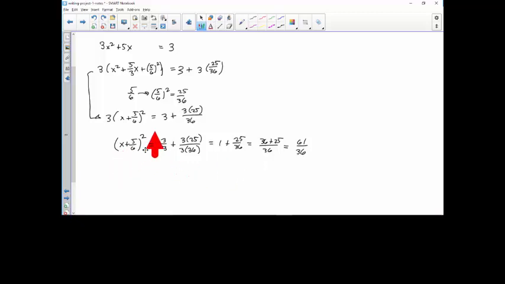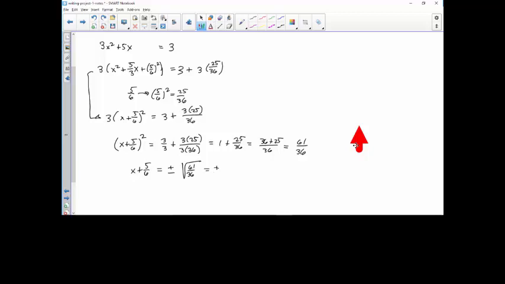So here's what I got. I got x plus 5/6 squared equals that. I'm ready to take the square root of both sides. Take the square root of the left-hand side, I get absolute value of x plus 5/6. And to solve absolute value of x equals the square root of 61 over 36, I just put a plus or minus out in front. Anyway, you should be able to jump right to that step.